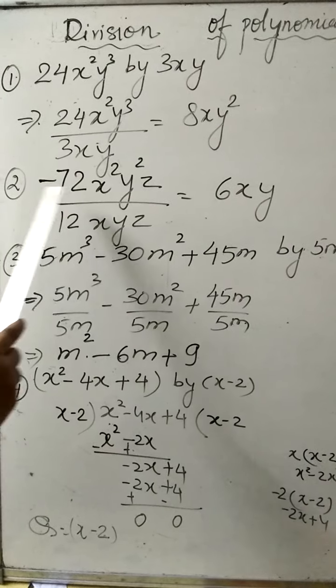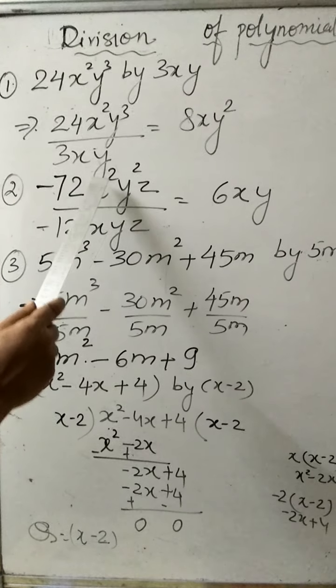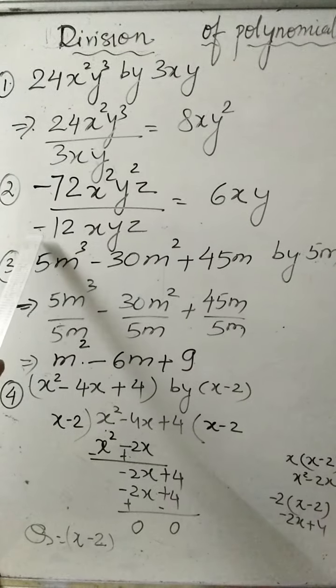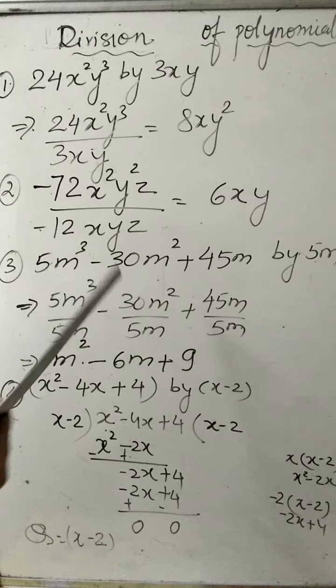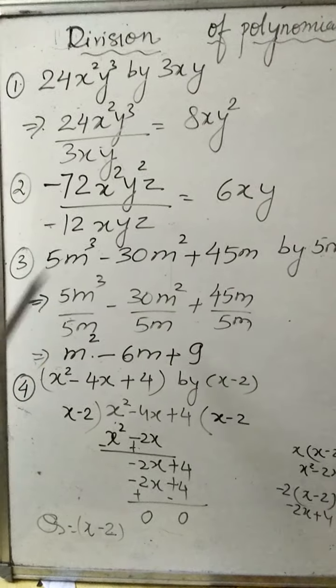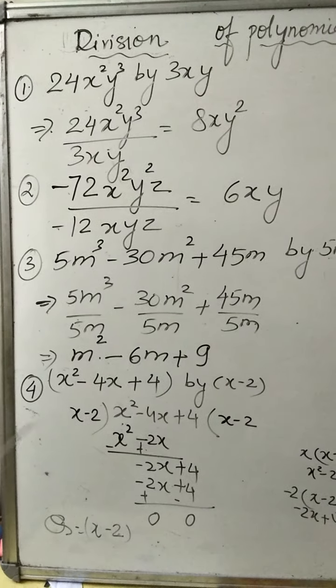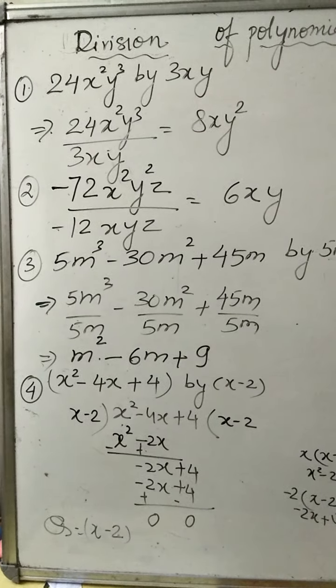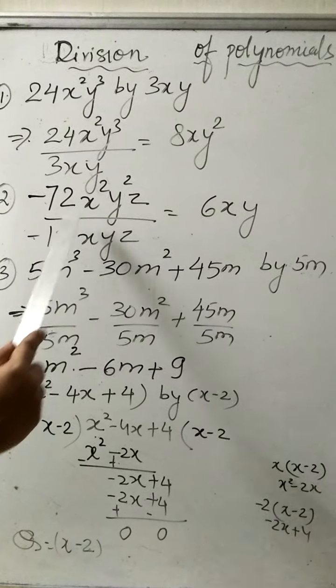Now second question, minus 72 x square y square z divided by minus 12 x y z. In the similar way, z and z will get cancelled, or you can apply exponential law also, it's your wish. And then y and y will get cancelled, x and x will get cancelled.